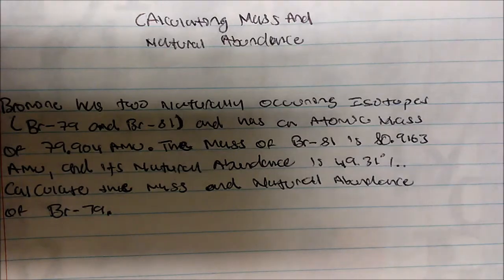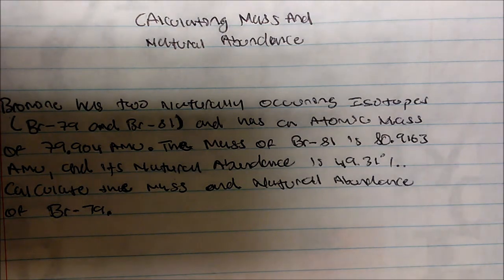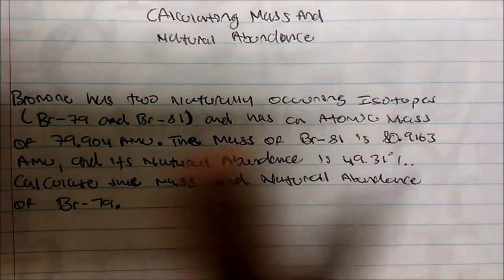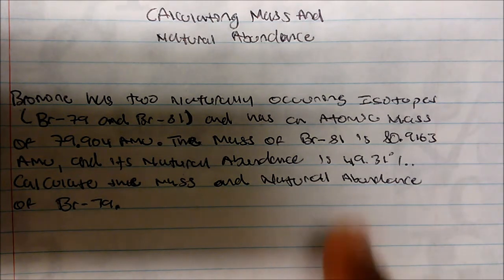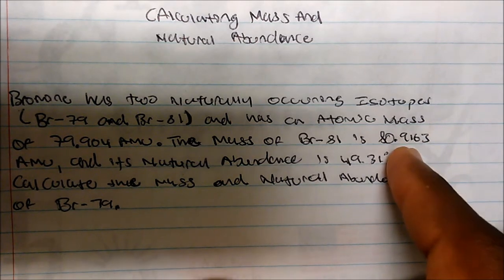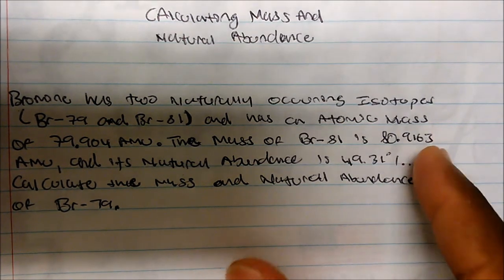So in this video, we're talking about calculating the mass and natural abundance, and the process behind this. So I have this problem here. It says that bromine has two naturally occurring isotopes, Br79 and Br81. It has an atomic mass of 79.904 AMU, atomic mass units. The mass of bromine 81 is 80.9163.